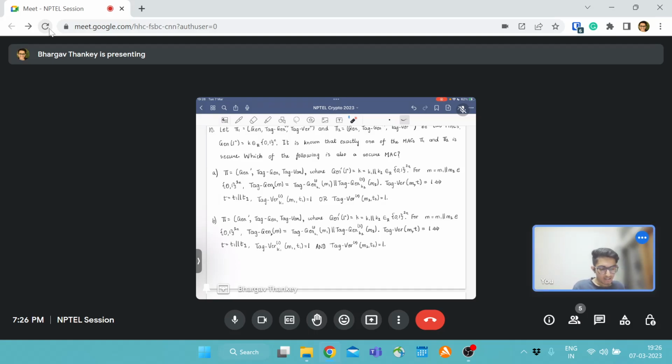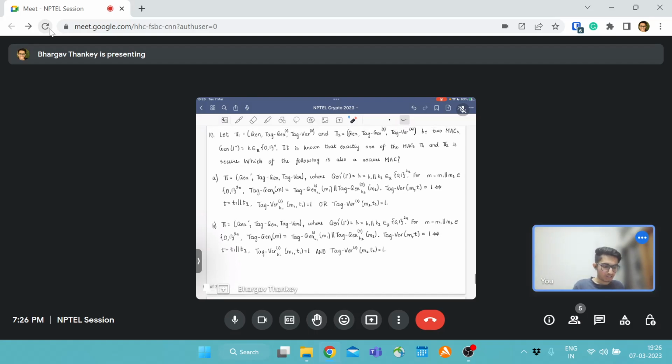So what we need to look at is the following. Can I forge tags for a new message, right? So can I come up with a message, let's say m1 star, m2 star, and a tag t1 star, t2 star for both these schemes? So like, can you tell me how would you do this for the scheme in option A? No idea, sir. Please, we will follow you.